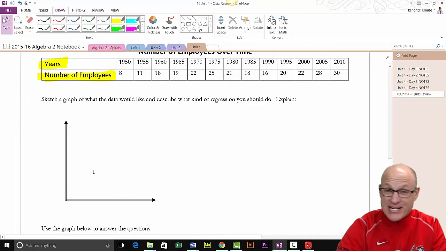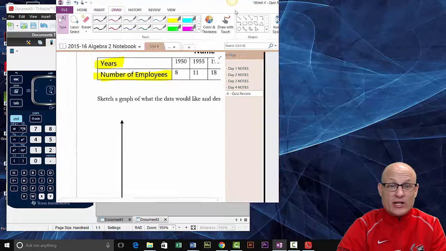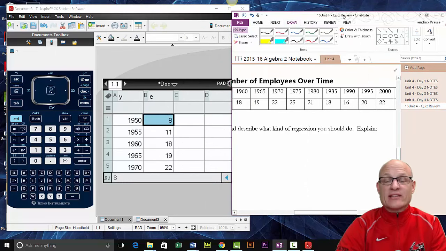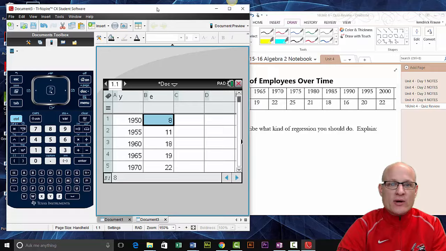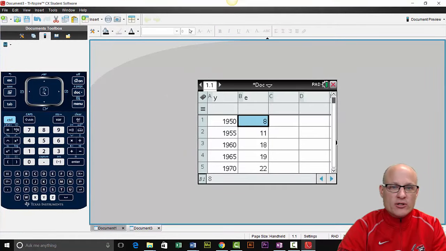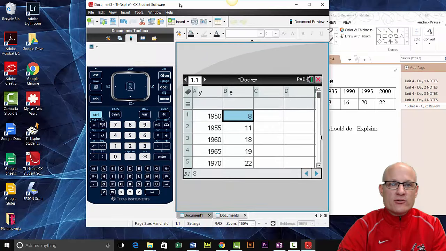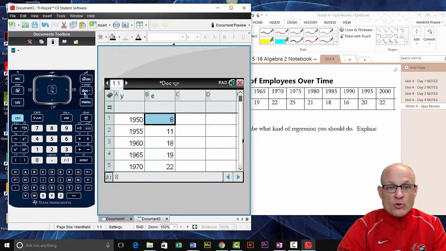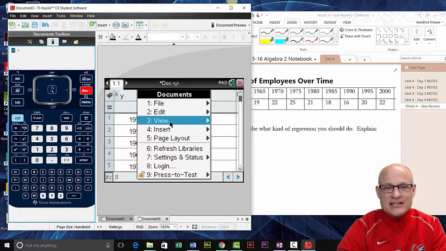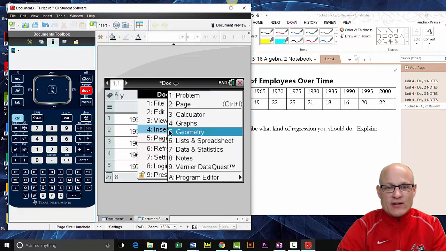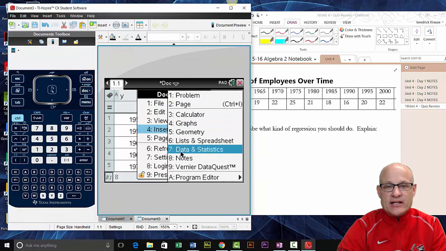I don't want you to put tick marks and axes and all that stuff. I just want a quick sketch. What is this going to look like? Is it an odd function? Is it an even function? Is it going up? Is it going down? I need to take a look to see what this is. So I'm going to bring this off to the side here. Remember, Doc, Insert. So it's Doc, Insert, Data and Statistics.